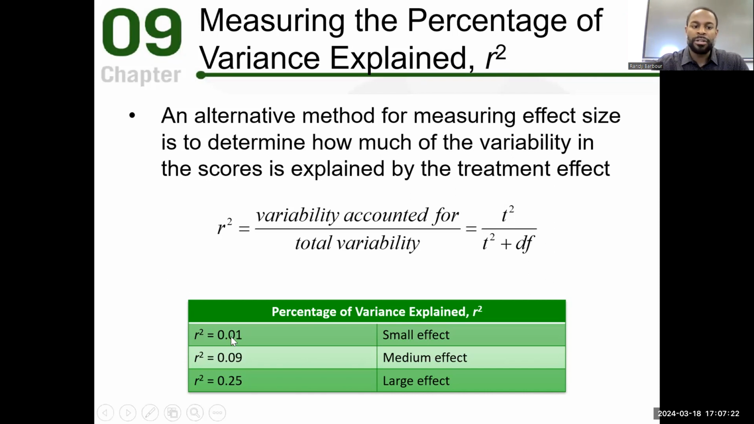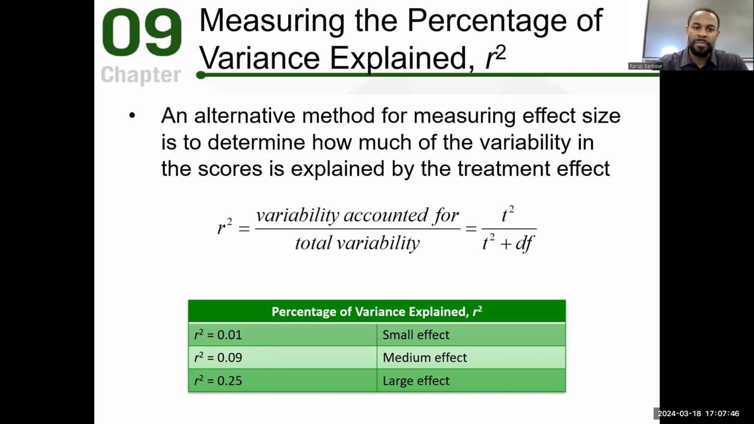If you think about the effect size, these are your conventions, right? If the r squared, or percentage of variance explained, is only 1%, then that's not a lot of variance to explain, and there's really not that big of an effect. If it is about 9%, that's a medium effect. But anything greater than 25% of the variance explained by the treatment means that you have a really, really high effect, right?